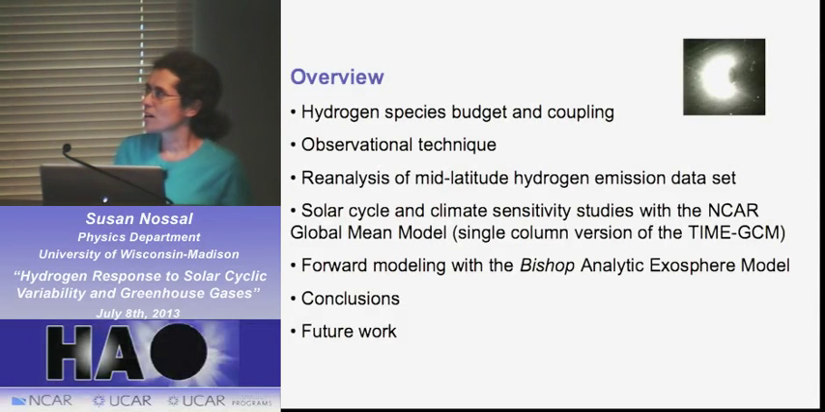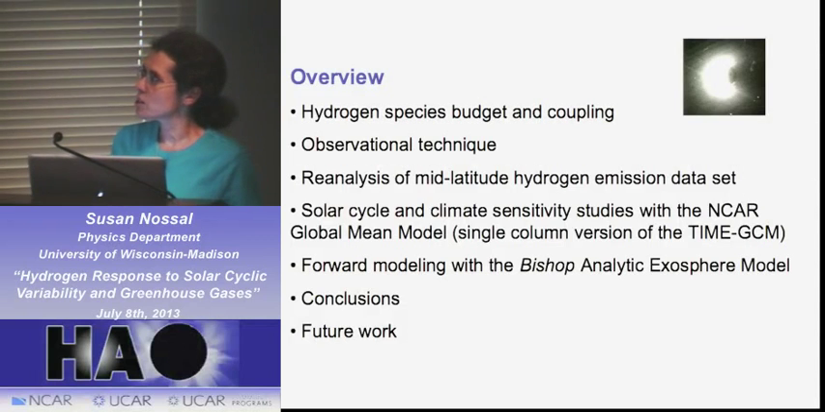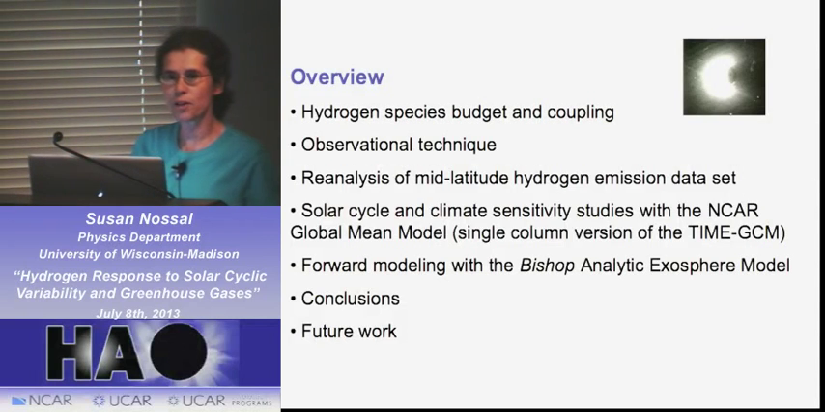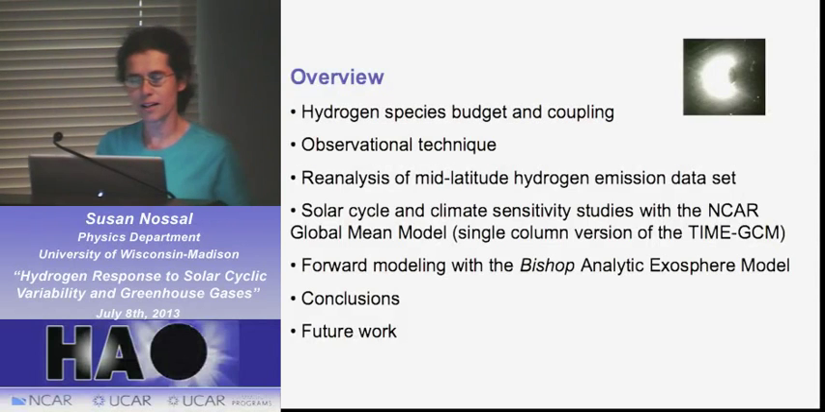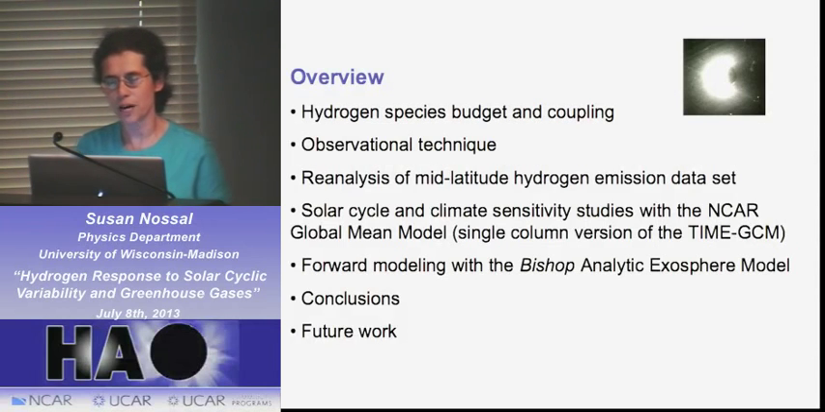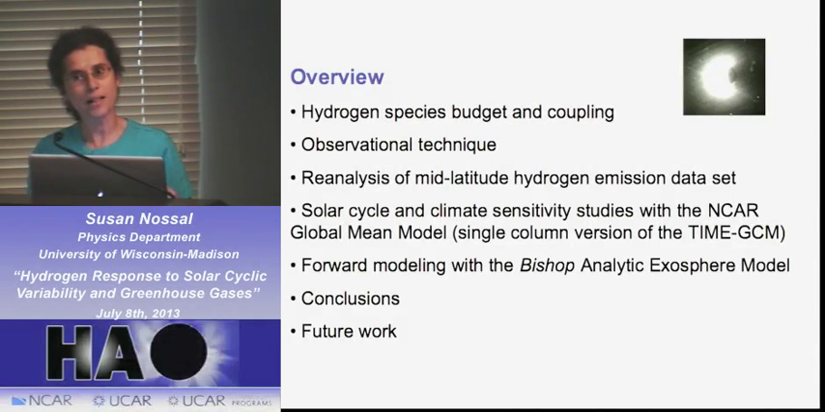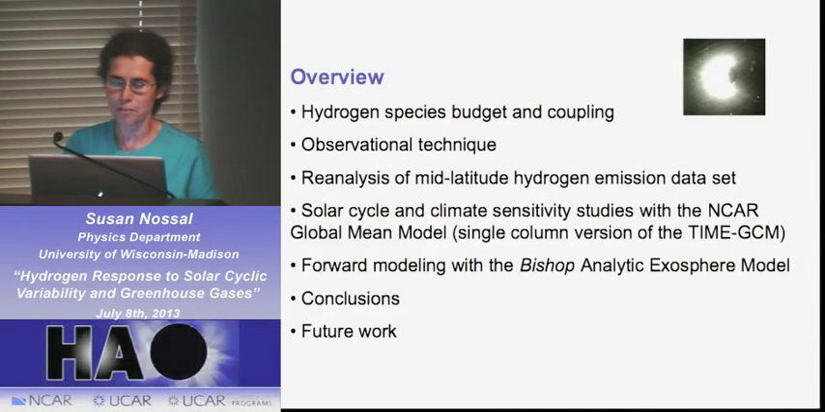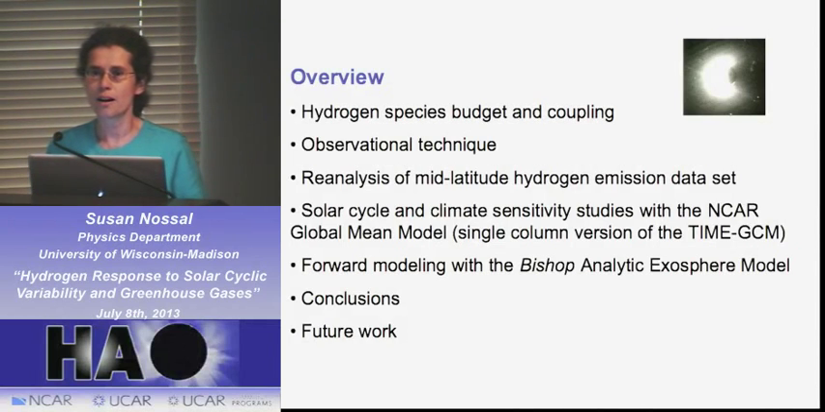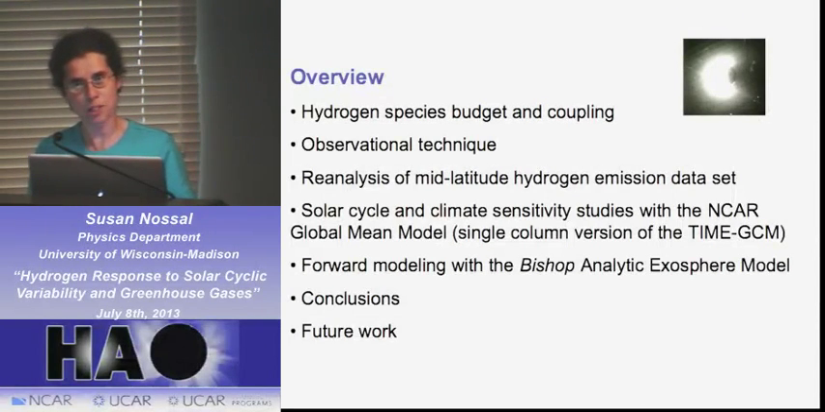So I'll talk a little bit about the hydrogen species budgets and coupling, so a little bit of overview, and then observational technique. The work that we're doing on reanalysis of a longer-term mid-latitude hydrogen emission data set in order to improve its accuracy and to be able to link older observations with newer observations to better understand possible long-term changes. Then also talk about solar cycle and climate sensitivity studies with the NCAR global mean model, which is the single column version of the TIME-GCM model.